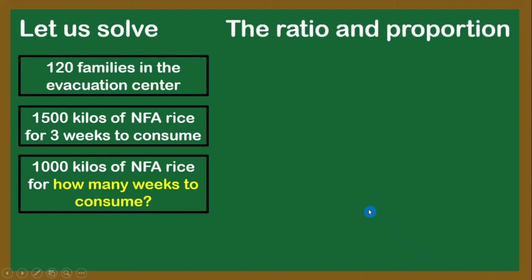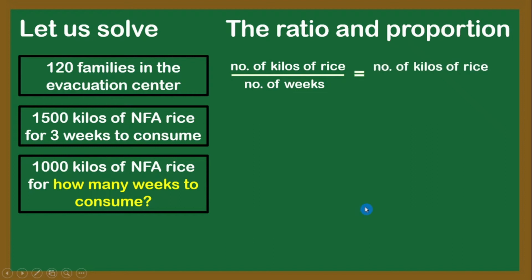Let us use the ratio and proportion. The ratio, the number of kilos of rice to the number of weeks. So it will be the number of kilos of rice is to the number of weeks equals the number of kilos of rice is to the number of weeks. So remember, ang ating proportion ay direct proportion. So let us substitute the given values.